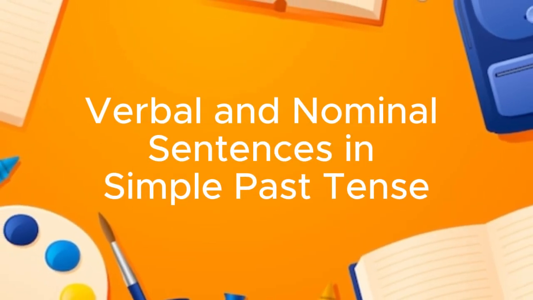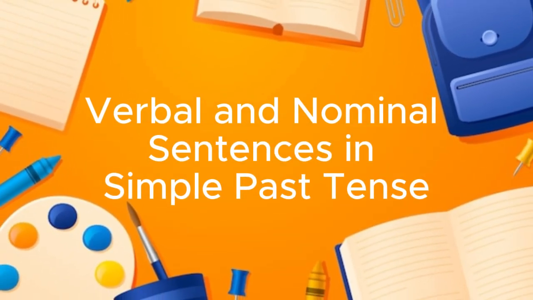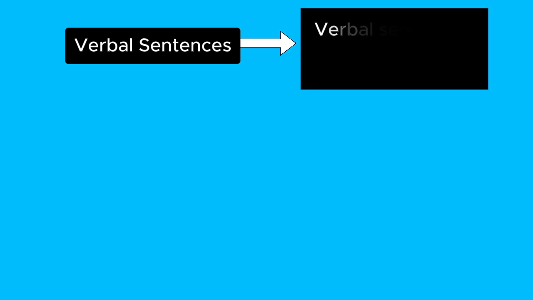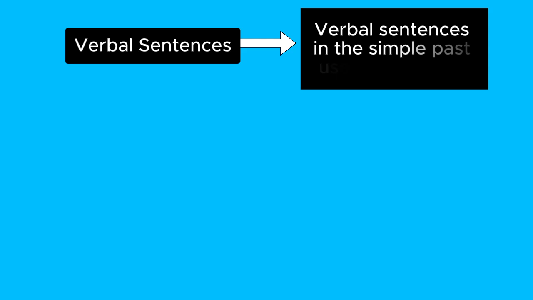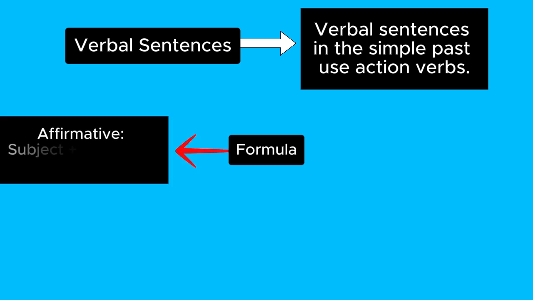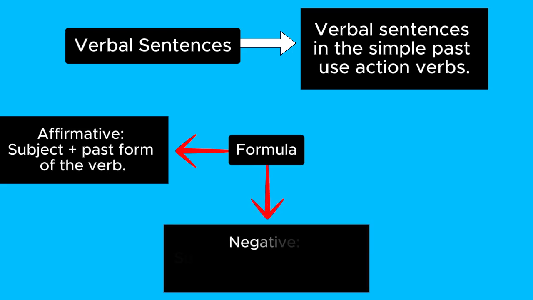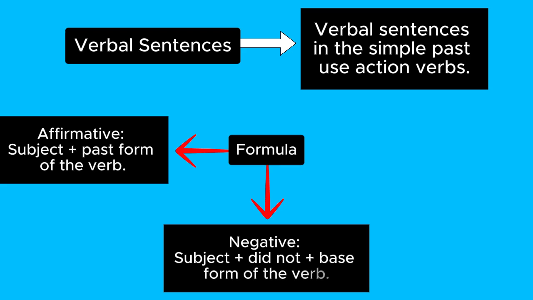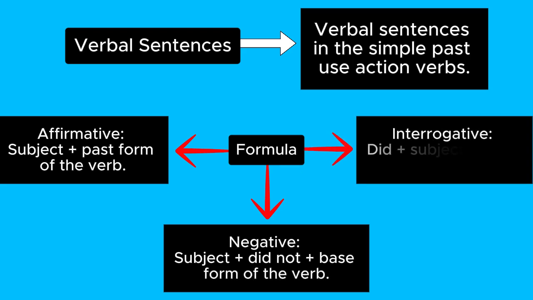Verbal and nominal sentences in simple past tense. Verbal sentences. Verbal sentences in the simple past use action verbs. Formula. Affirmative: subject plus past form of the verb. Negative: subject plus did not plus base form of the verb. Interrogative: did plus subject plus base form of the verb, question mark.